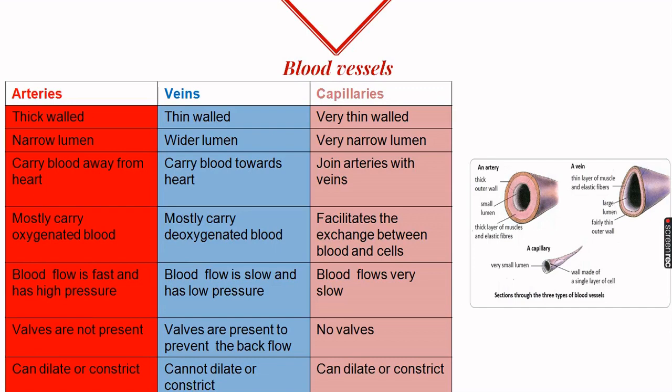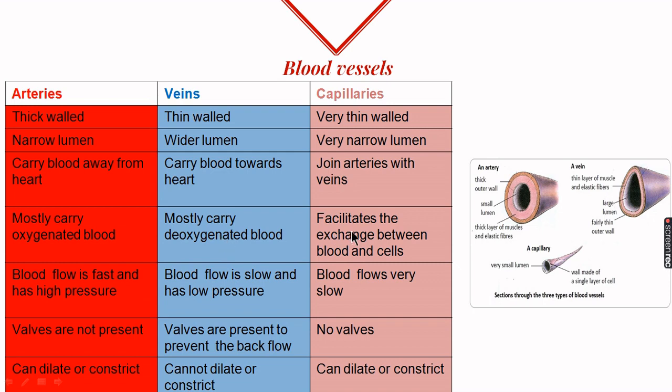The third part of the circulatory system is blood vessels. There are three types of blood vessels: arteries, veins and capillaries. Arteries are those blood vessels which carry blood away from the heart. Veins carry blood towards the heart, and capillaries are finer vessels which join arteries with the veins. Arteries mostly carry oxygenated blood except for one artery, which is the pulmonary artery. Veins always carry deoxygenated blood except the pulmonary vein.